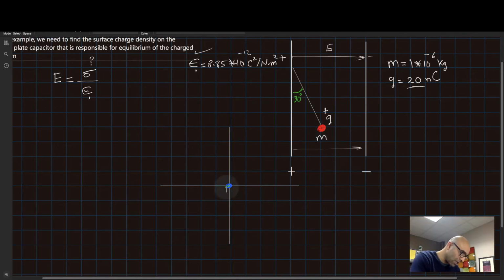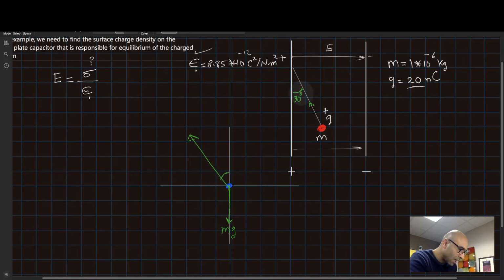This object is under the influence of gravity, and the nice thing about gravity is it is always down. Another force that you can see is the tension. The tension is pulling up on the object, and it is directed this way, and we need to find maybe this angle or this angle, it doesn't matter.